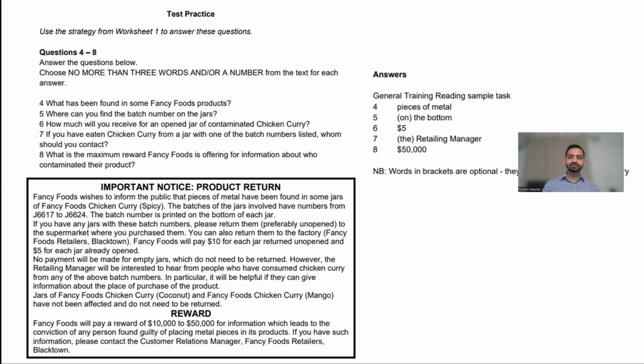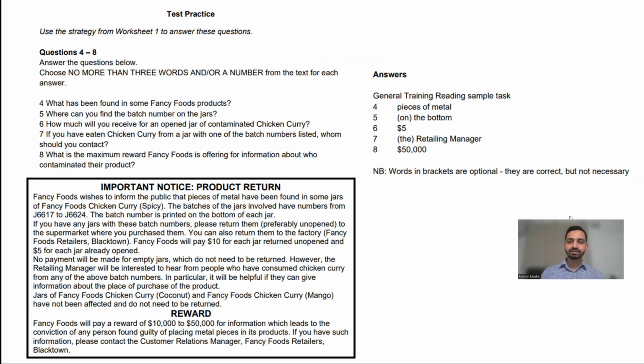All right, let's look at the answers. This one is a general training reading sample. That's why it's a bit easier than the academic, but the answers are: number 4, pieces of metal; 5, on the bottom; 6, $5; 7, the retailing manager. And it says no more than 3 words, so you can write "retailing manager," okay, because 3 words are allowed. And number 8 is $50,000. Words in brackets are optional, they are correct, but not necessary.